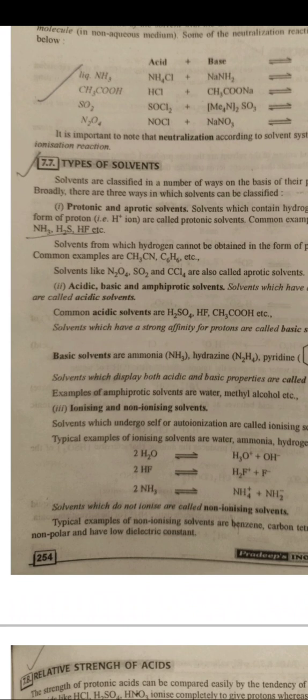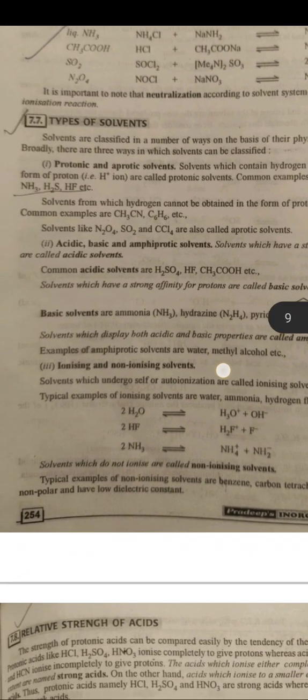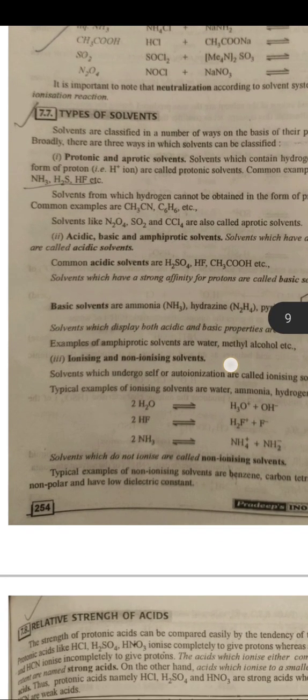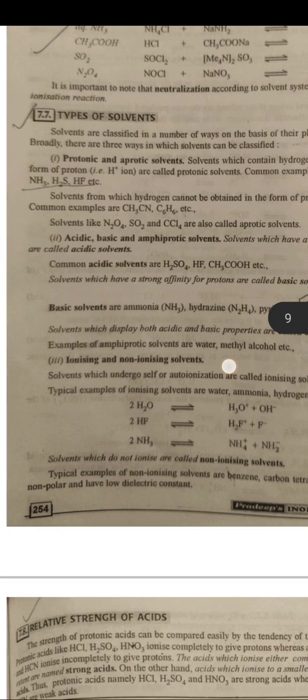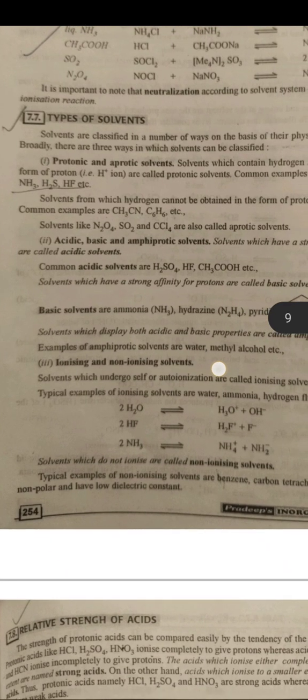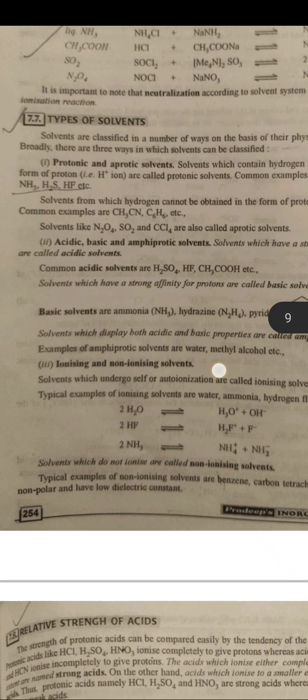Solvents from which hydrogen cannot be obtained in the form of proton are called aprotic solvents. For example, CH3CN, C6H6, etc. Solvents like N2O4, SO2 and CCl4, carbon tetrachloride, are also called aprotic solvents.